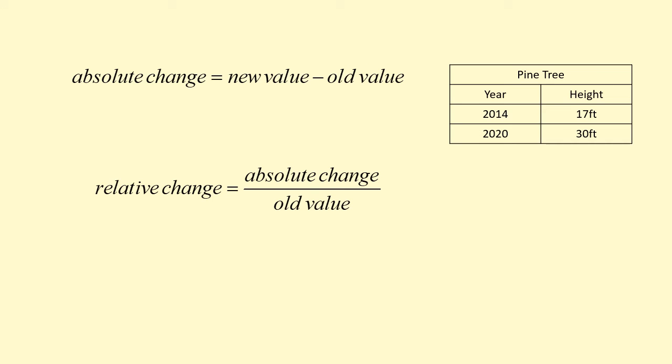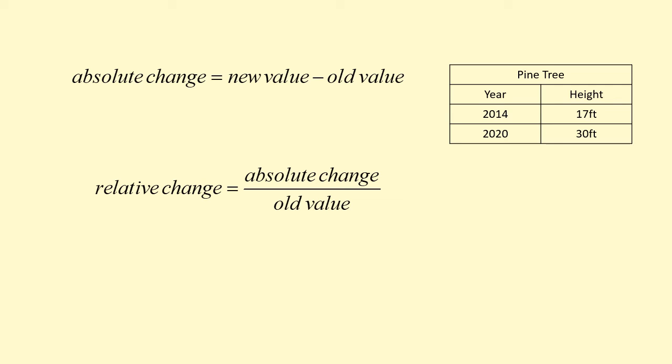All right, so to make sure that we have this, we're going to do another example here. We're going to be moving away from the donuts and talking about trees. So suppose you move into a house in 2014 and notice that there's a pine tree in the backyard, which you of course immediately measure the height of, and you determine that it is 17 feet tall. And recently, in 2020, you again measured the height of that tree and determined it to be 30 feet tall.